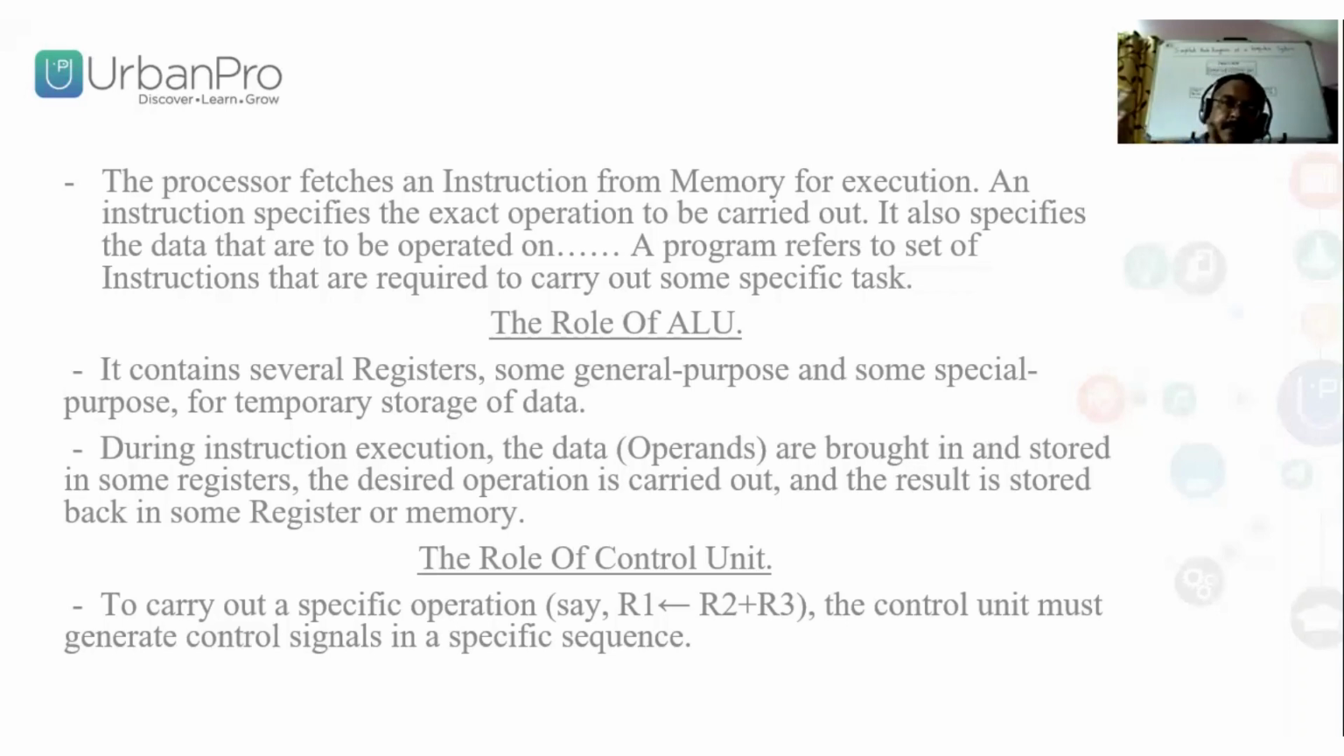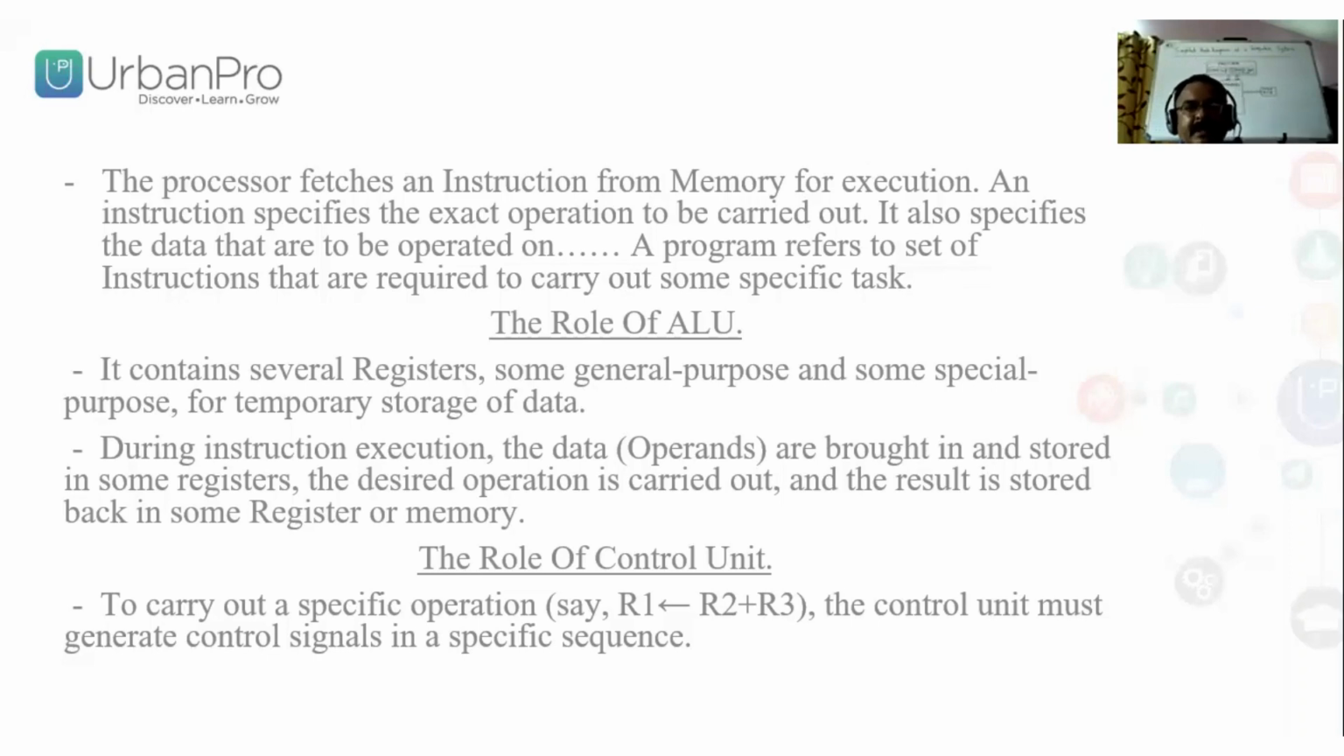The data are to be brought from memory to registers, and the result is stored back in some register. Add R1, R2 means add the contents of R1 and R2, and the result is to be stored back in R1. That's what is written there. The role of the control unit is to carry out a specific operation. Here, what is the operation? Add R1, R2. The control unit must generate control signals in a specific sequence.